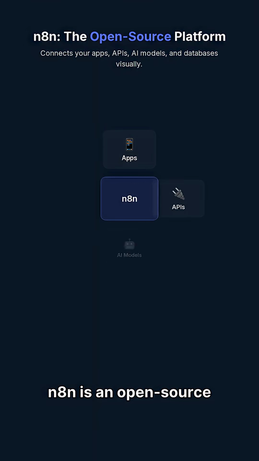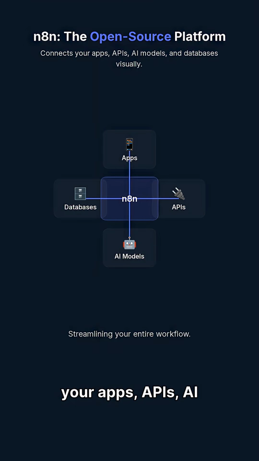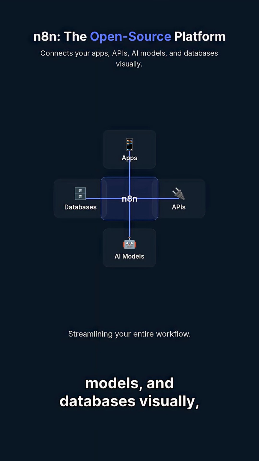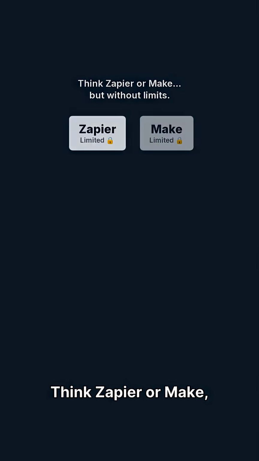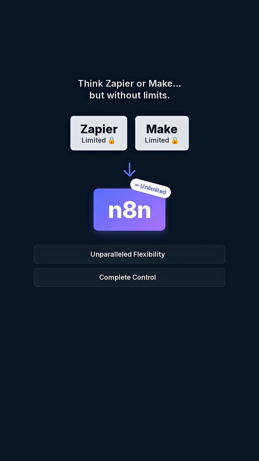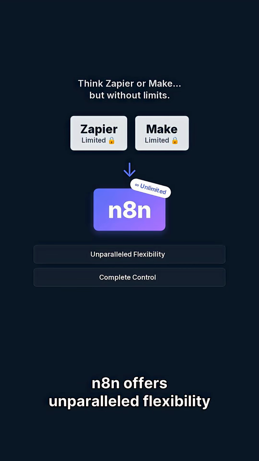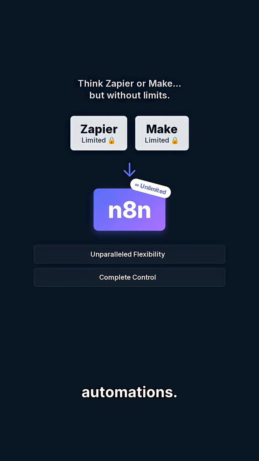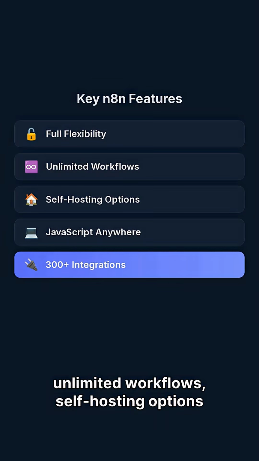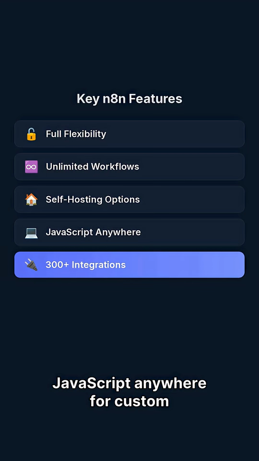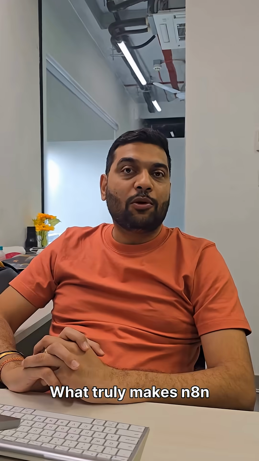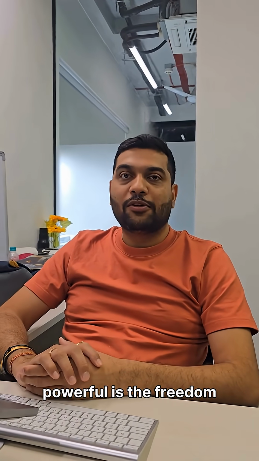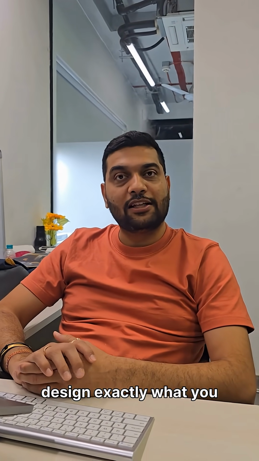n8n is an open source automation platform that connects your apps, APIs, AI models, and databases visually, streamlining your entire workflow. Think Zapier or Make, but without limits. n8n offers unparalleled flexibility and control over your automations. You get full flexibility, unlimited workflows, self-hosting options for complete data control, JavaScript anywhere for custom logic, and over 300 integrations. What truly makes n8n powerful is the freedom it gives you to design exactly what you need.